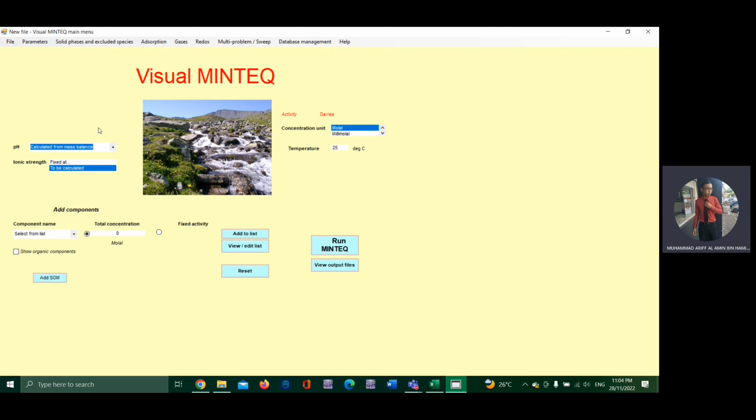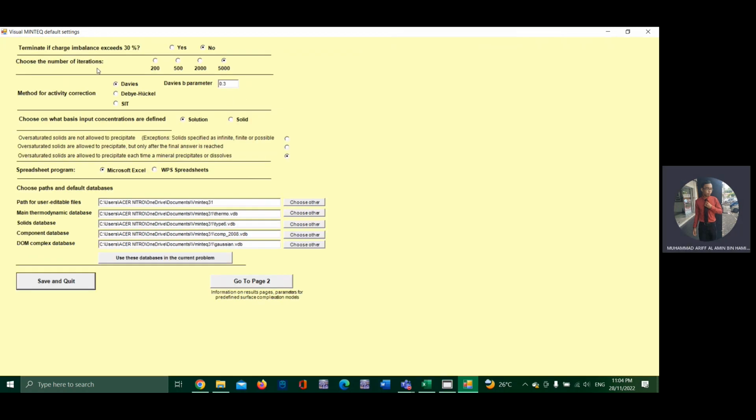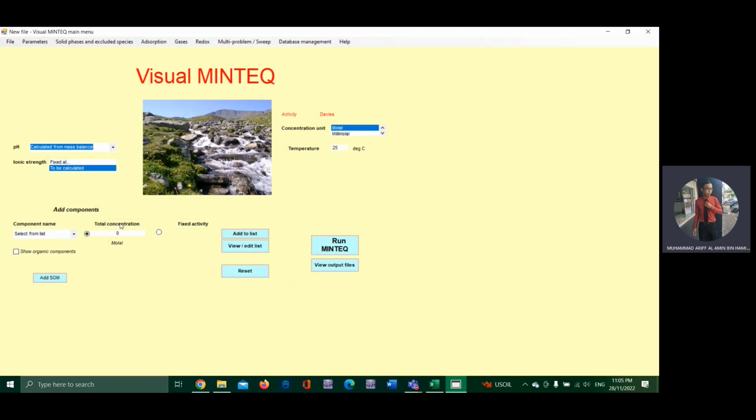After that, we need to set up the parameters in the Visual Minteq, which is at parameters, and go to various default setting. And then if you can see, we need to choose the number of iteration to maximum, which is 5,000. And the method activity correction is Davis, and its parameter is 0.3. And we need to also choose the basis input concentration in solution. And we need to tick our saturated solids are allowed to precipitate each time a mineral precipitates or dissolves. So click save and continue.